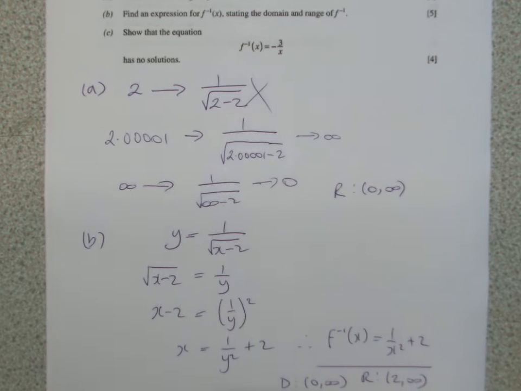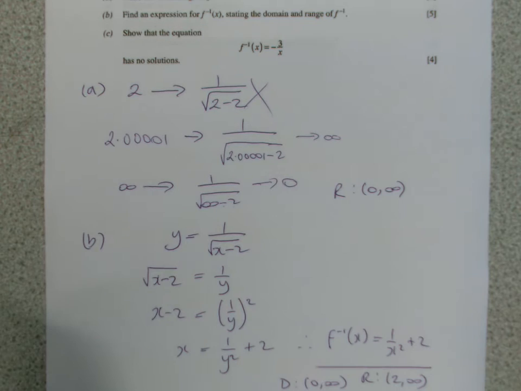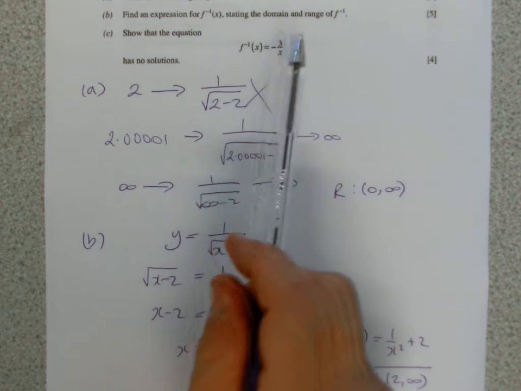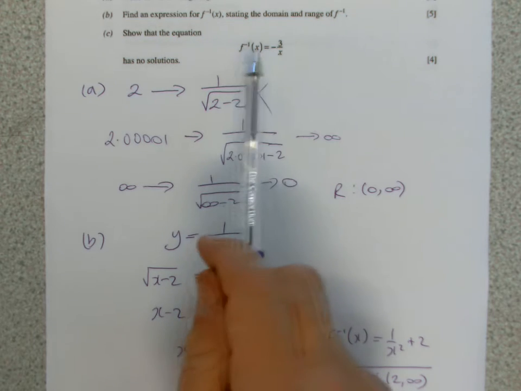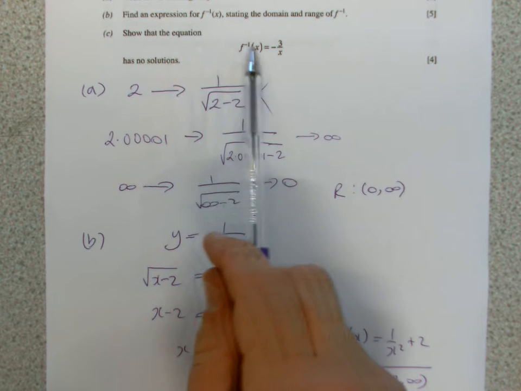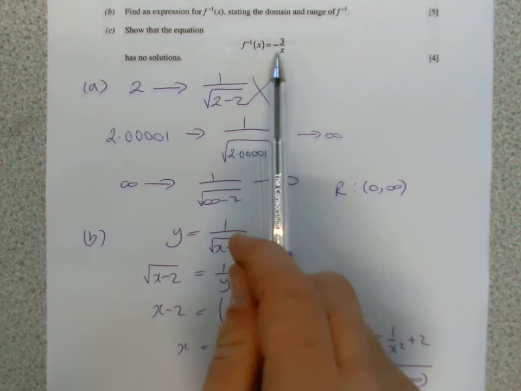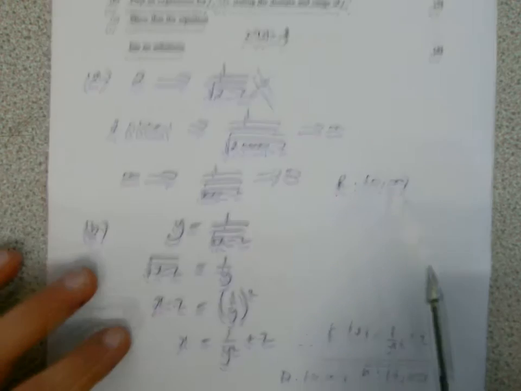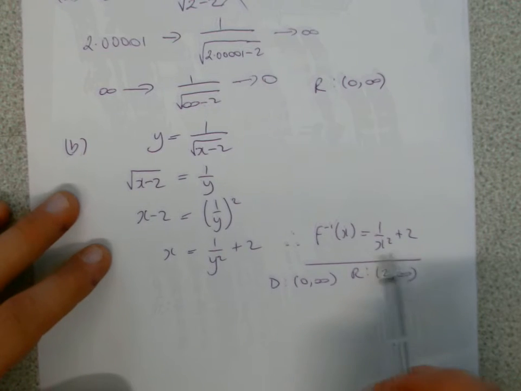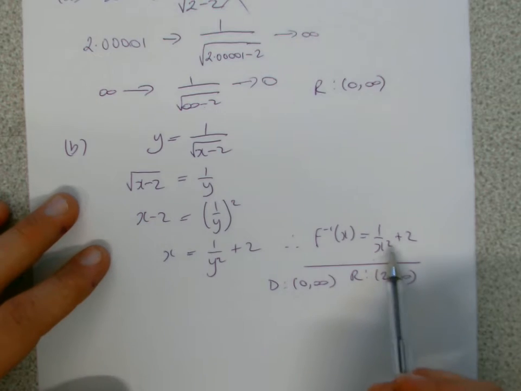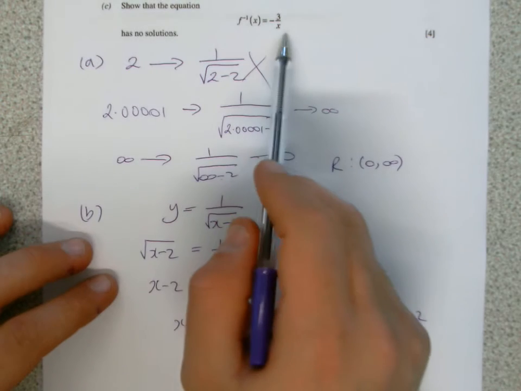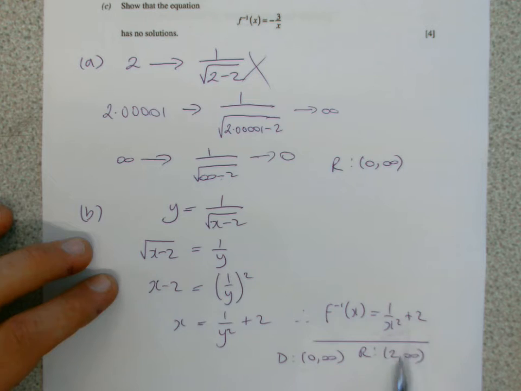Part C then says show that the equation f to the minus 1 of x equals minus 3 over x has no solutions. One thing you've got to be careful of here is to actually understand what's going on with this question. They're not saying that this is what f to the minus 1 of x is. We've got that already, haven't we? We know f to the minus 1 of x is this. It's not this, it's this.